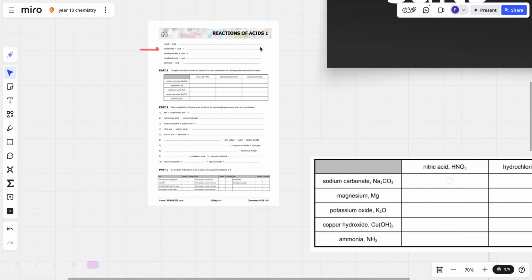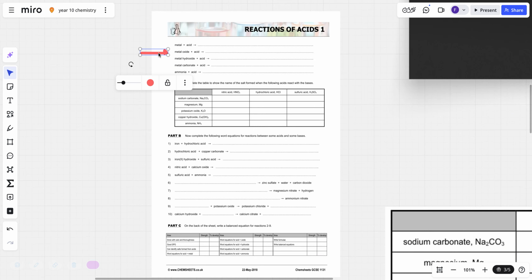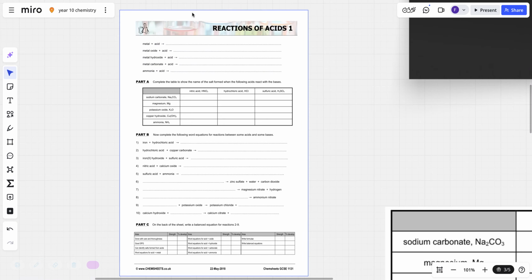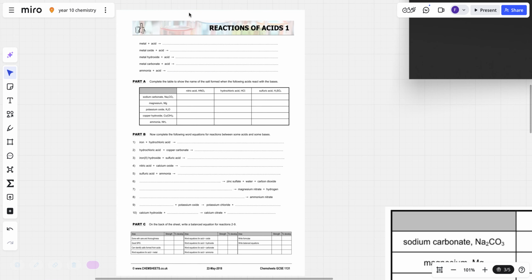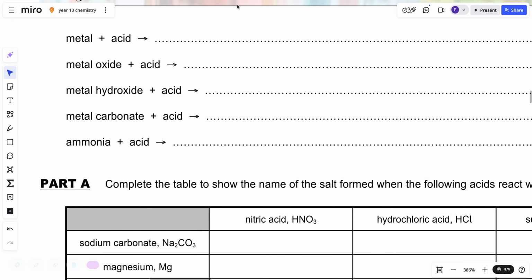We're going to be looking at the reactions of acids. And there is something that's rather confusing about this. I'm going to handle that today. And the confusing thing is, so at the top, you've got this, this is what we call general equations.